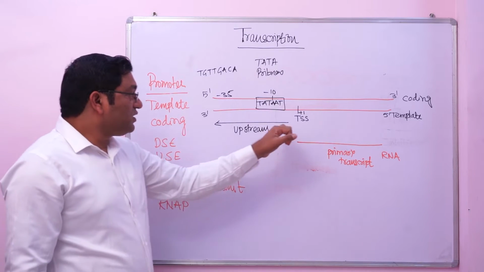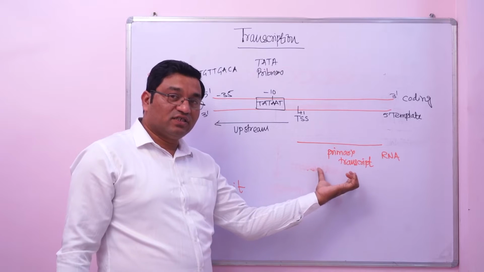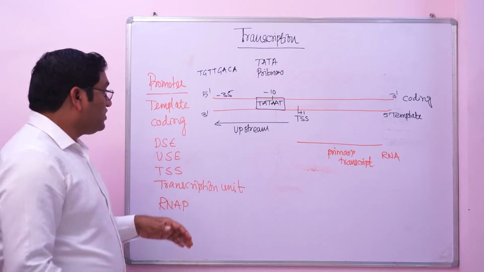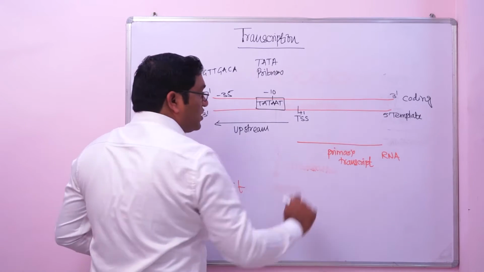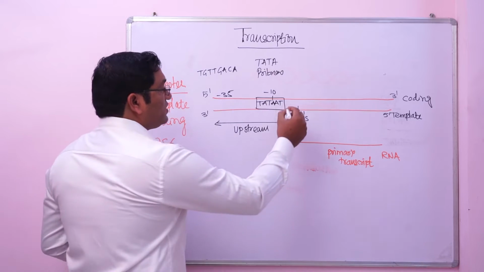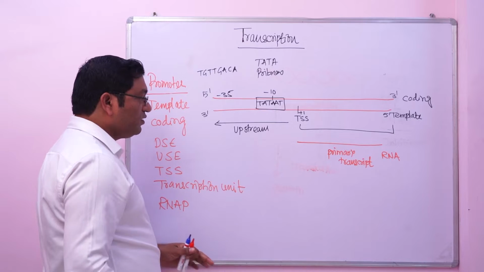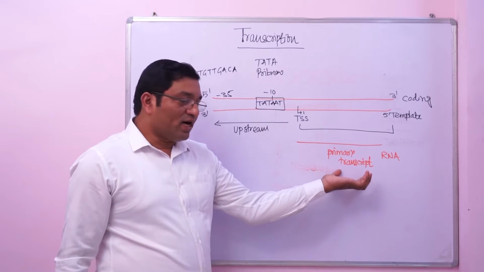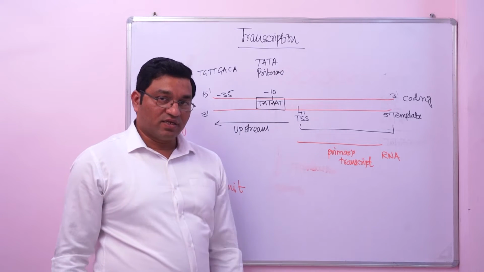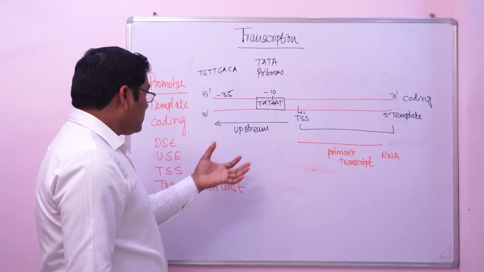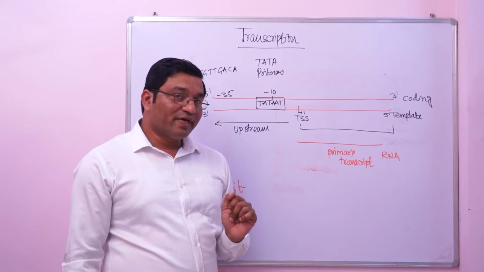Transcription start site means it is the site from which RNA is synthesized, and this whole unit is known as the transcription unit, and this one is the transcribed region. This is the transcribed region, and the newly synthesized RNA is known as the primary transcript. Now this sequence is somewhat different in the eukaryotes.